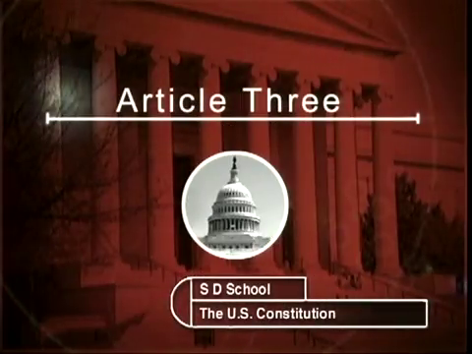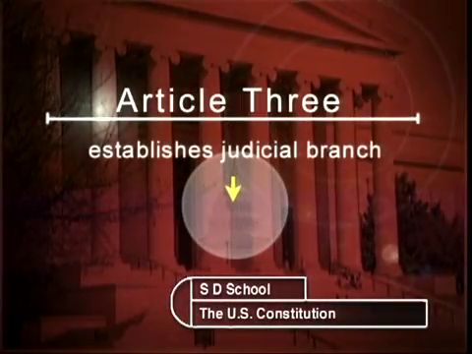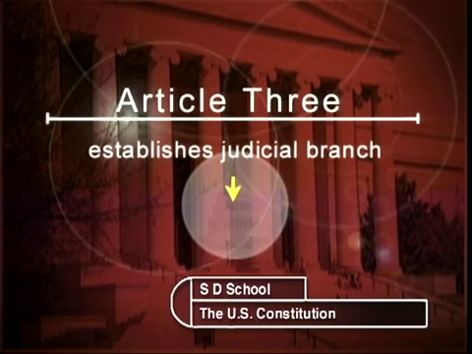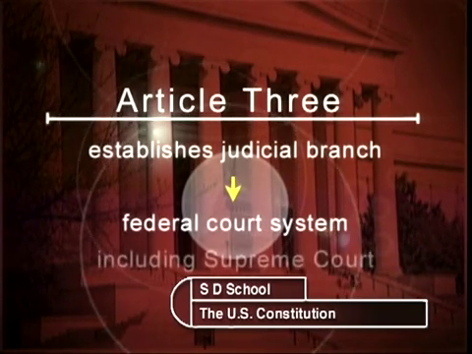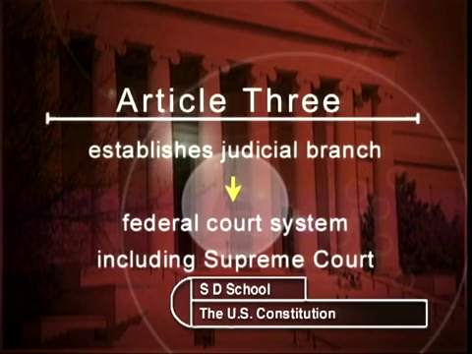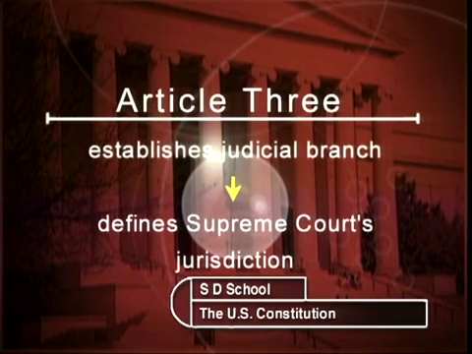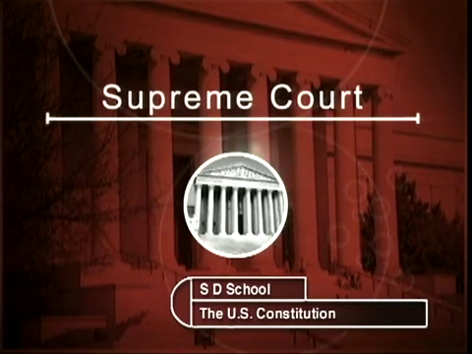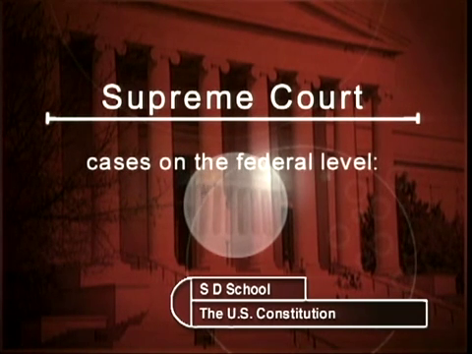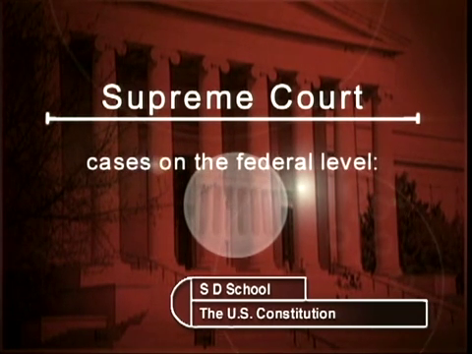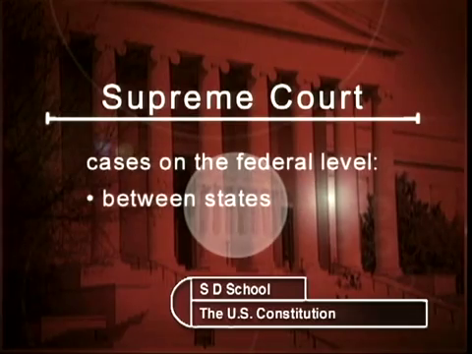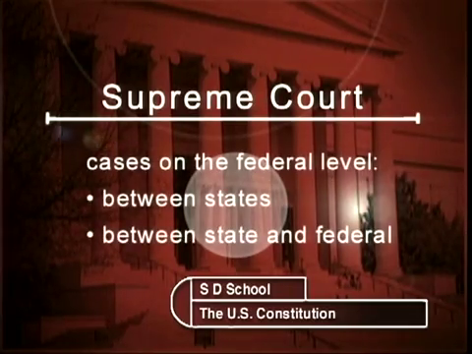Article 3 of the U.S. Constitution establishes the judicial branch of our government. We also call this the federal court system, which includes the Supreme Court. Article 3 also defines the Supreme Court's jurisdiction. The Supreme Court was given the authority and jurisdiction to decide all cases that were considered on the federal level. This includes cases between states or between a state and federal government.